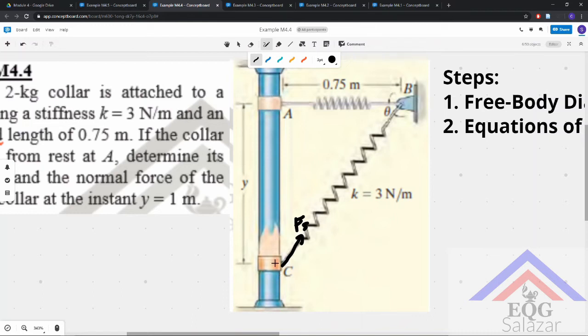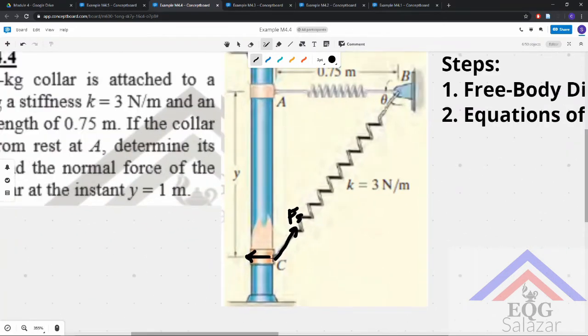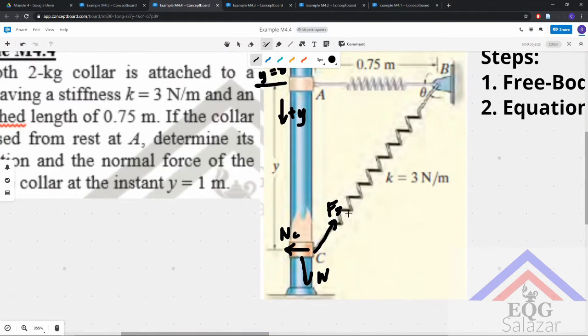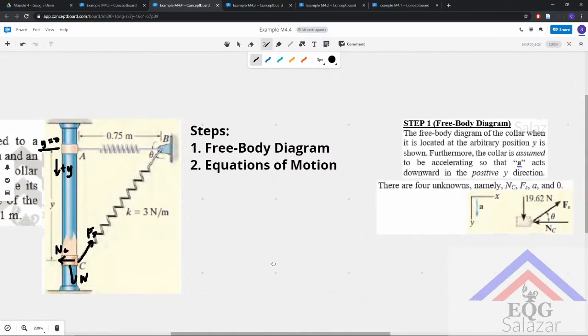We have a normal force as well, since this is being pulled here, going into the pipe. We have a normal force here going into the pipe. We have the weight of the collar, since it's going downwards. We take the datum line to be here, so this will be y equals 0, and assume that the downward direction is positive. All right, so I think we have everything there.